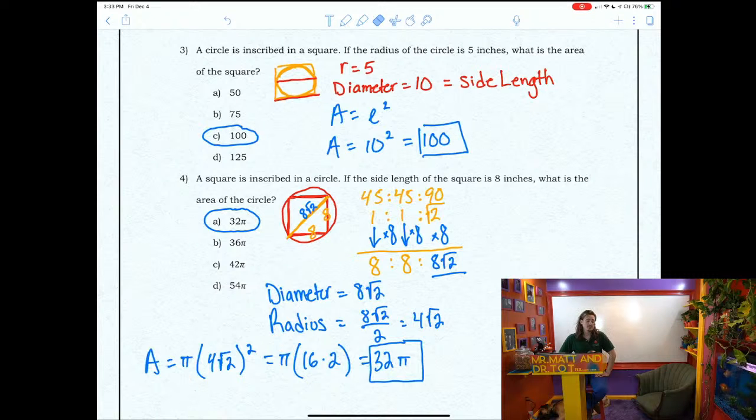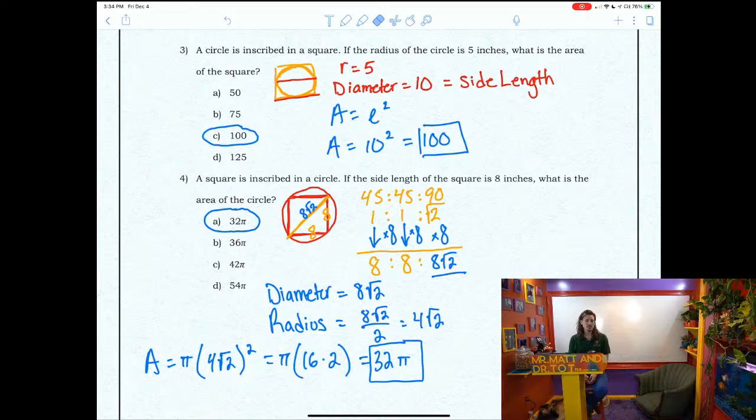And apart from them being 45, 45, 90, they're definitely right triangles because all the angles in a square are 90 degrees. So we could use the Pythagorean Theorem or the special right triangle ratio. I use the ratio here. That's going to save you a lot of time, and there are going to be some questions that they ask that require you to use the ratio.